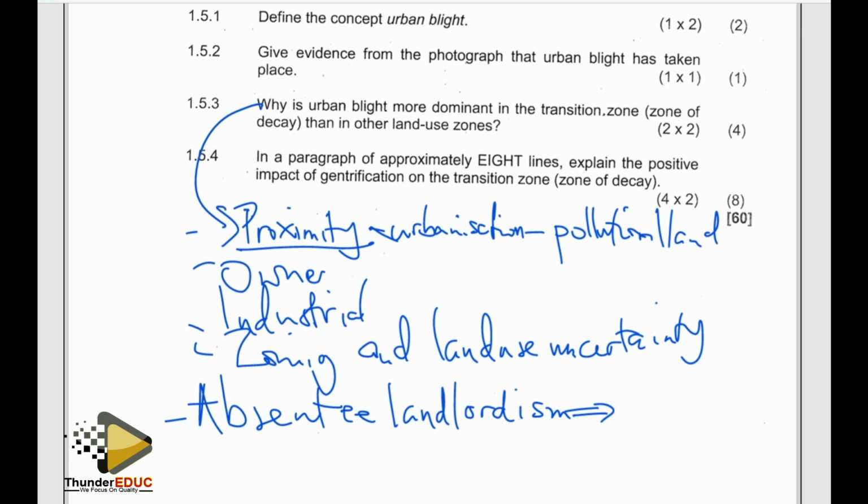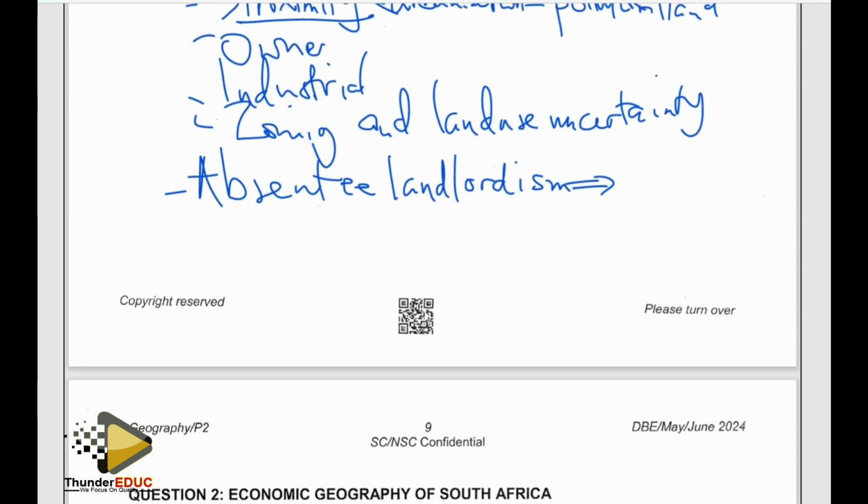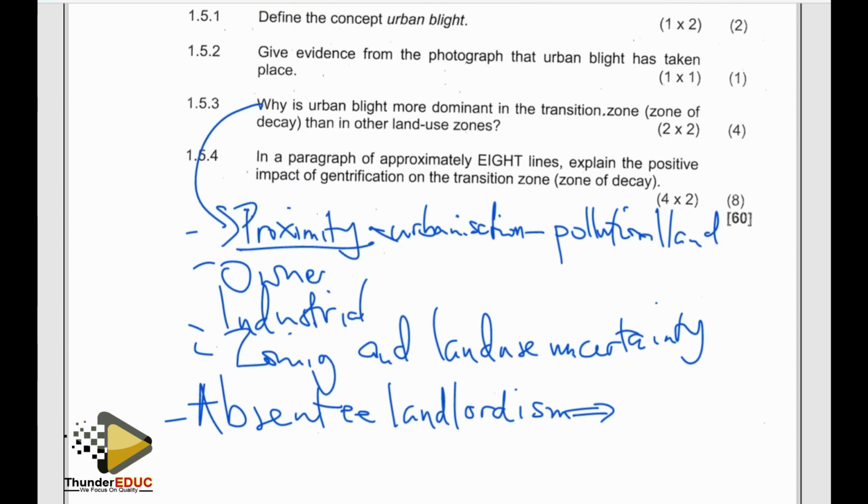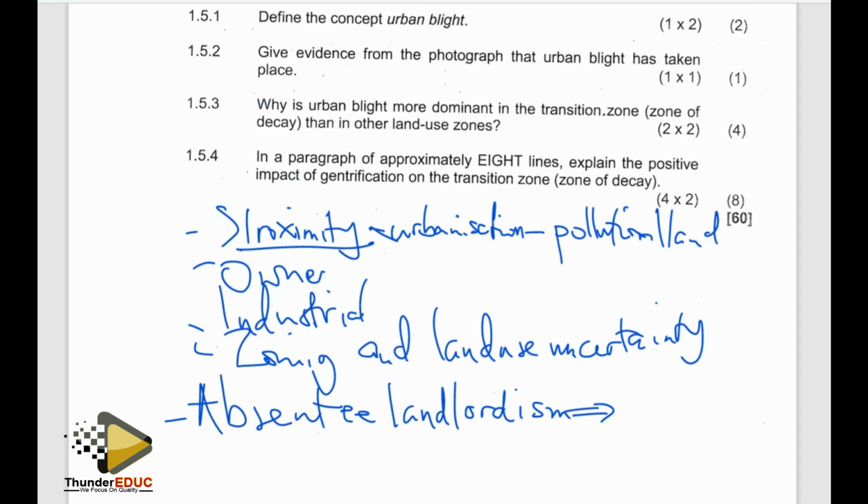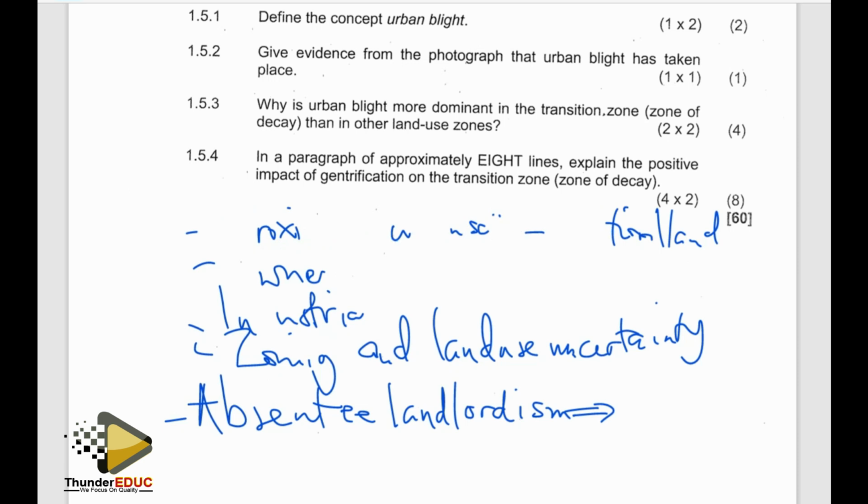Right. We move on to the other question. We are done with our question form. We're not done. We're going to finish number 1.5.4. The last question, the 8-mark question on settlement geography.